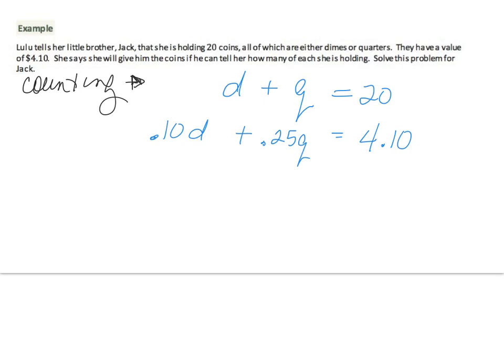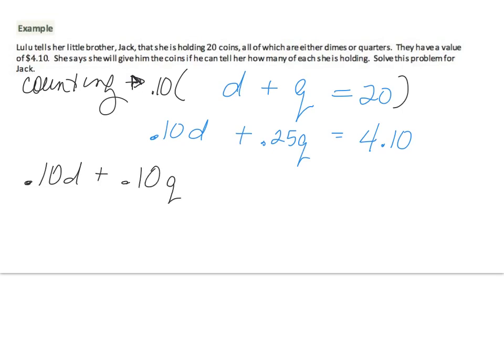Just like the systems of equations we did last week, or yesterday, last lesson I guess I should say, we need to get either the d's to have the same coefficient in front of them or the q's. So I need to multiply an equation by 0.10. If I distribute that 0.10 through, I will get one of the variables to cancel out if I subtract them, which I've told you guys I don't like subtracting, but that's okay, we'll do it.